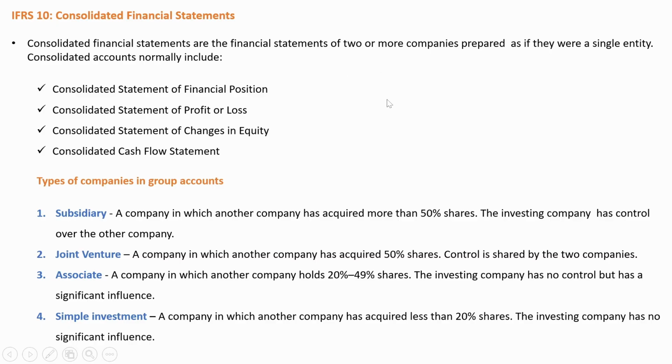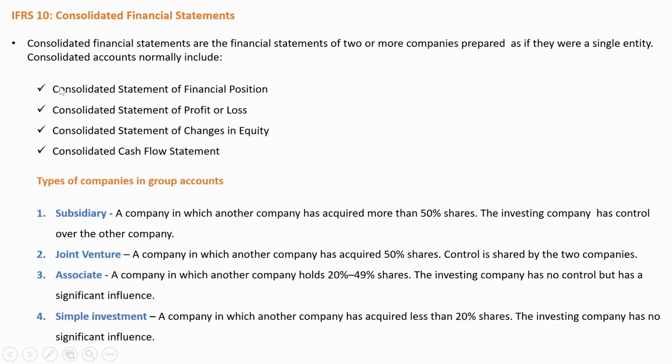In financial accounting, the one that is dealt with in the CPA foundation level, you are taught how to prepare a statement of financial position, a statement of profit or loss, and a cash flow statement for one company. But in this level, you are preparing the same statements, but for two or more companies. That process of bringing different financial statements of two companies into one is what we call consolidation. So the statements are called consolidated financial statements.